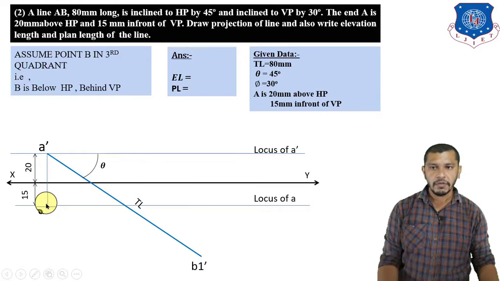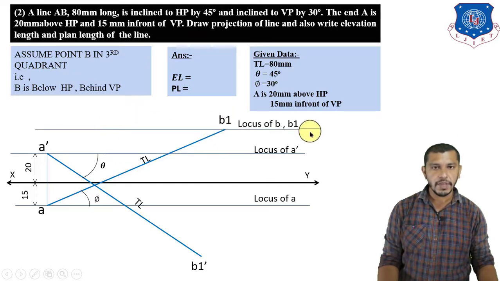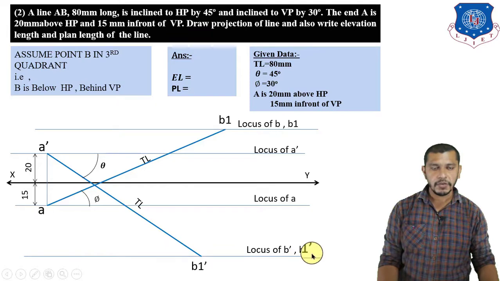Now from A we have to draw a line inclined at an angle of phi, which is 30 degree, showing the true length in the upward direction, because we will get the plan of point B above the XY reference line, because B is in the third quadrant. So this will be our B1, and this will be the locus of B and B1. We will get the plan of point B on this locus. This will be our locus of B dash or B1 dash. We will get the elevation of point B somewhere over here.